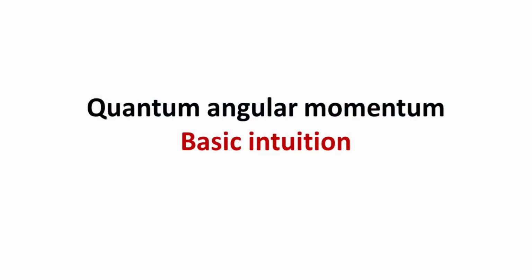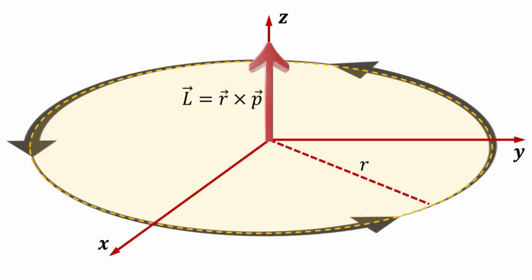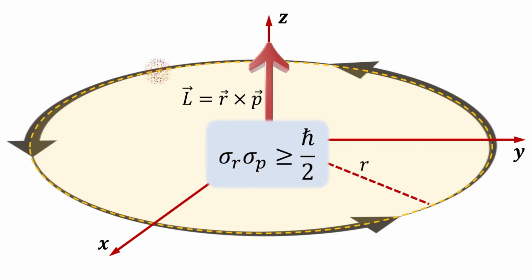Part 1. Quantum angular momentum. Basic intuition. The orbital angular momentum is classically defined as the cross product between its position vector with its linear momentum. In other words, if we know the electron's position and its momentum, we can determine its angular momentum.